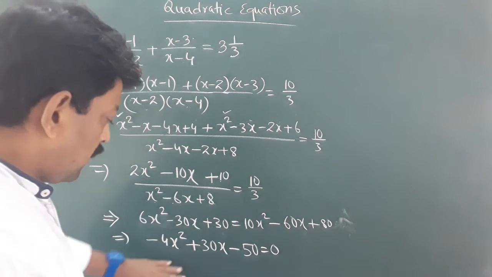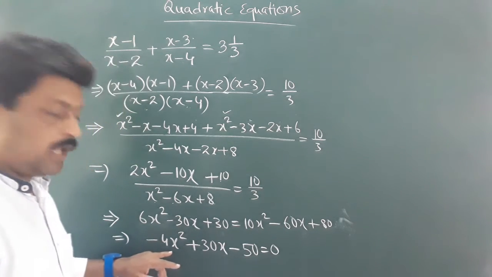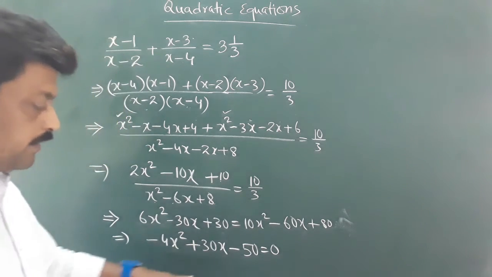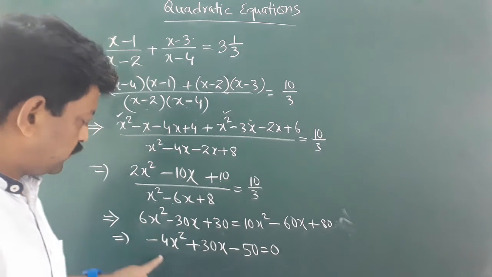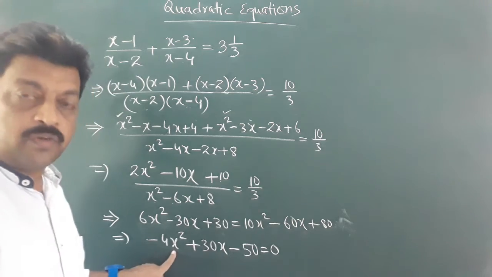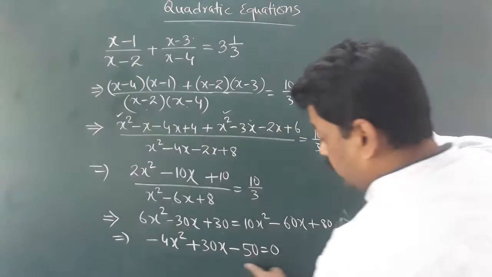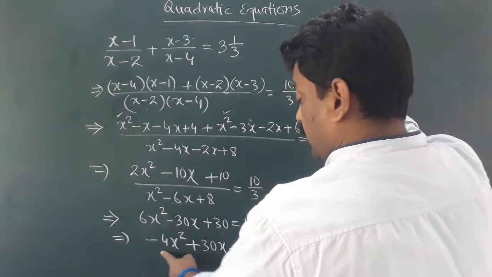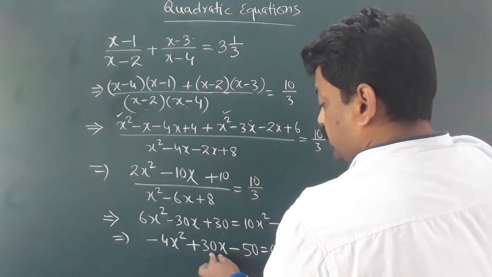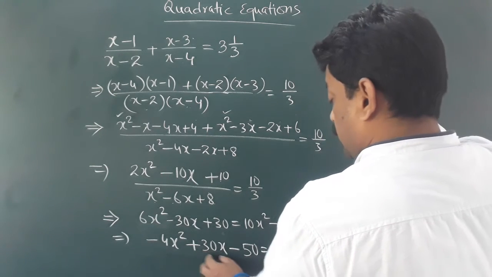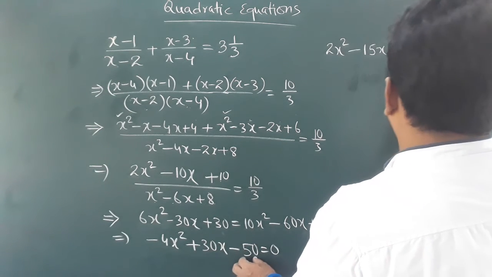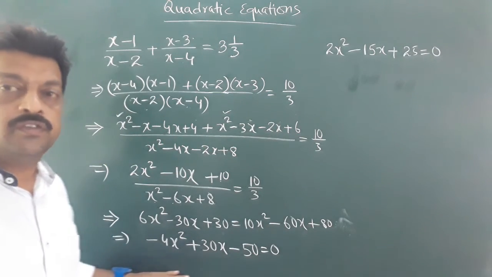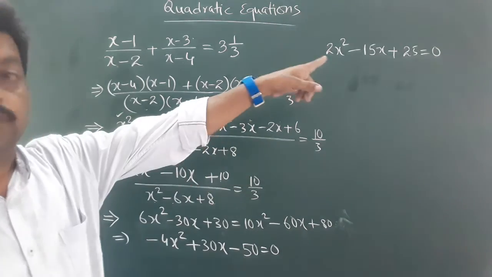Okay. Now, as you can see, all are even numbers, so we can divide the whole equation by 2. I am dividing the whole equation by minus 2, because the minus sign is there with the x square. So if I divide the whole thing by minus 2, this will become 2x square, this plus will become minus 15x, and minus will become plus 25. Means this quadratic equation is divided by minus 2, so we will obtain that one.